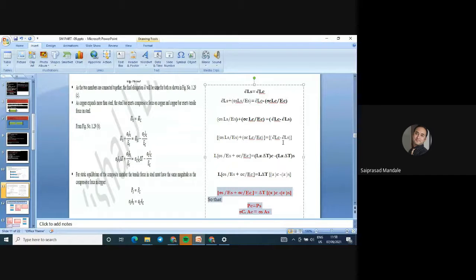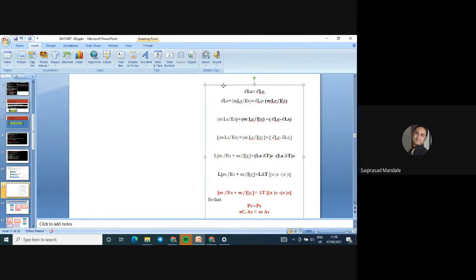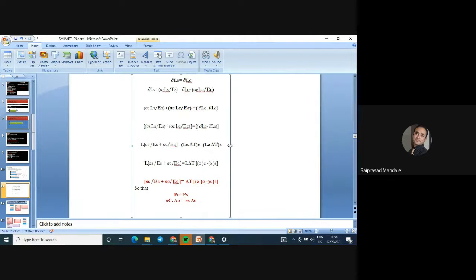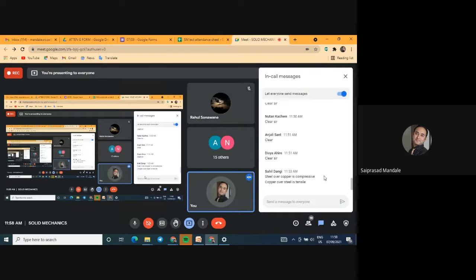I guess this is clear to everybody. Those students who understood these things and this diagram can easily solve the numerical. If anybody has any doubt, please tell me. No doubt? So shall I move ahead? If it is okay up till now, then ping me in the chat box.